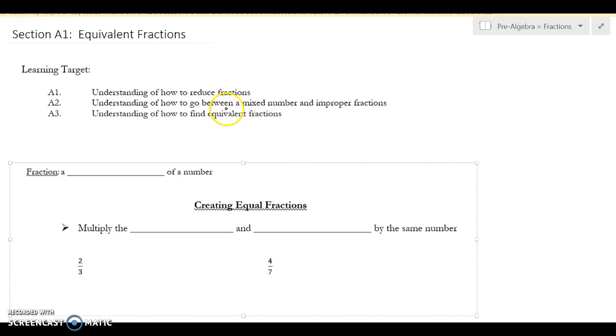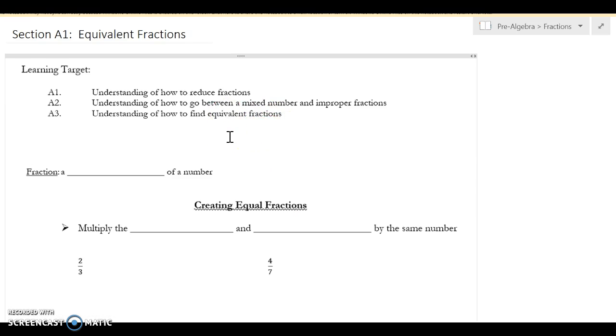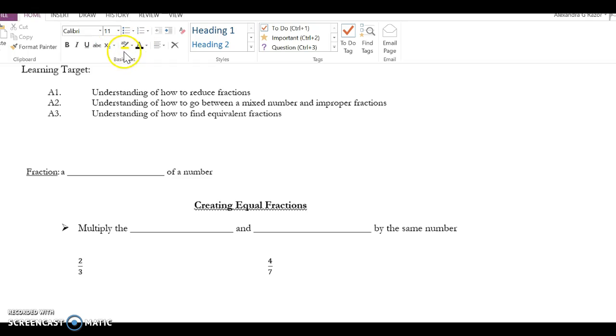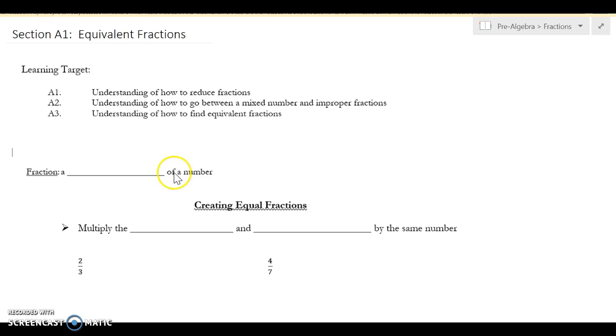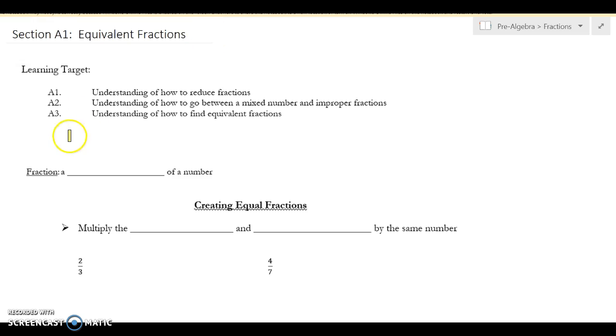All right, so what we're working on today is equivalent fractions. You've done some fraction work before, probably in middle school, but this is just a good review. So the three things you have to be able to do is we have to be able to reduce, we have to be able to go from mixed number to improper, and we have to see whether or not things are equivalent. Before we do any of that, we need to figure out what a fraction is.